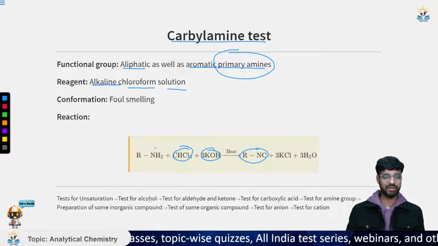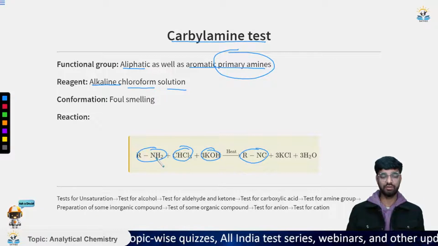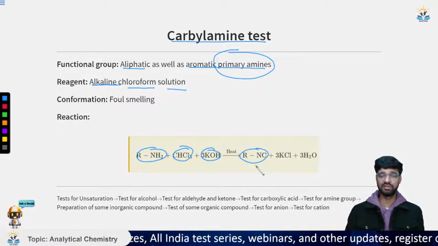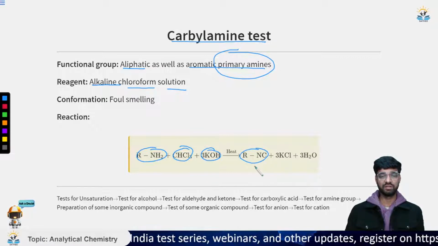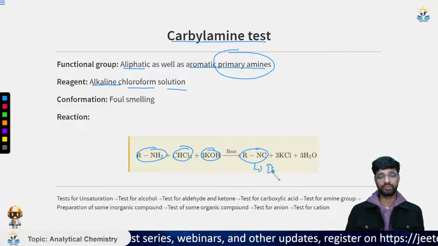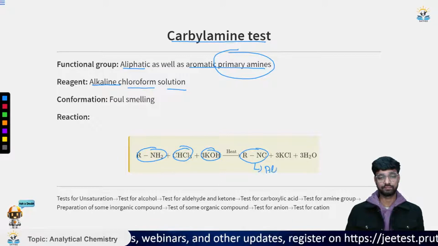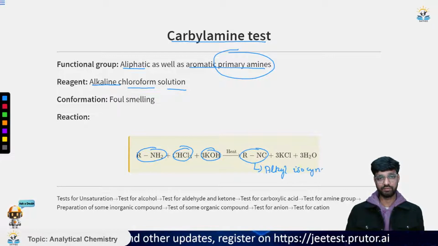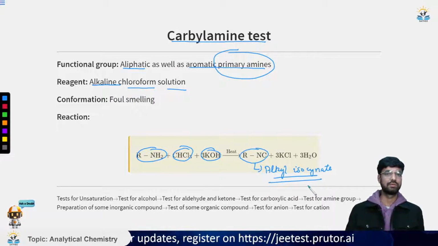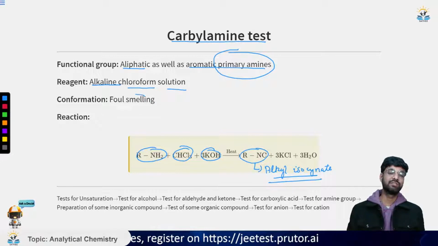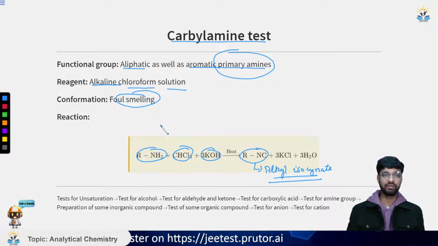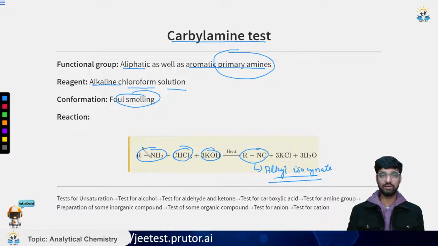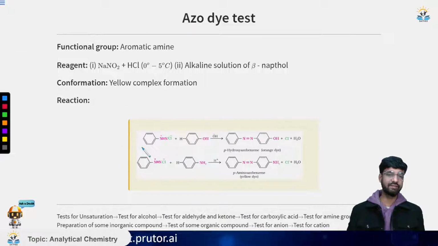So if the amine is present in the solution, then it will react with this CHCl3 and it goes through carbene formation to give you this RNC, which is alkyl isocyanide, which is confirmed by the formation of a foul smell, having a smell of rotten egg. Next we have the azo dye test.